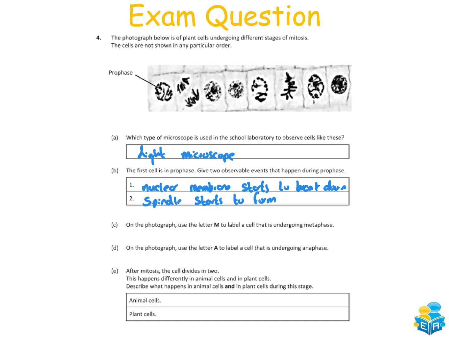On the photograph above, use the letter M to label a cell that is undergoing metaphase. So we have prophase, metaphase. For metaphase, they're going to be lined up towards the center. I can see that they're lined up towards the center here in this one. So I'll put M here.